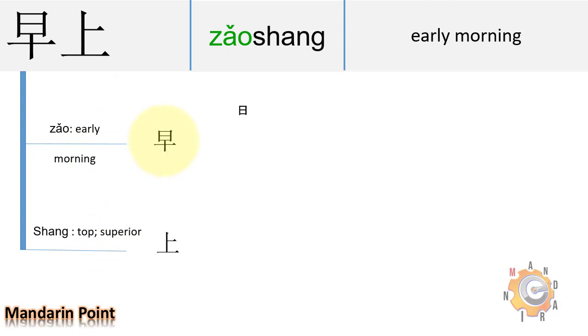At the top, it is this character, while at the bottom, it is this character. This character is actually very simple, ri, which means sun, and this character is shi, which means 10. Okay, you got it. This one is very simple character, and I don't think that we should decompose it further. So 早上 means early morning.